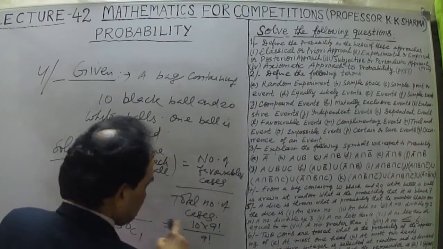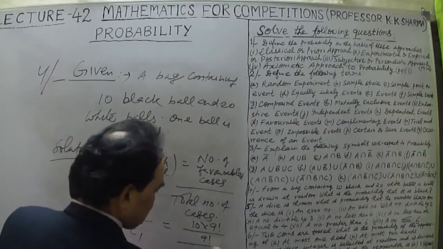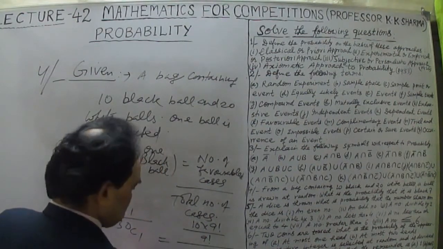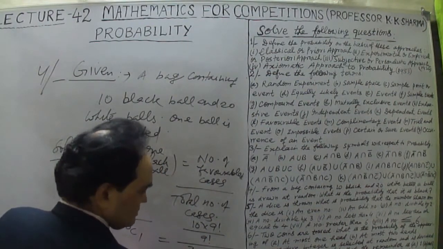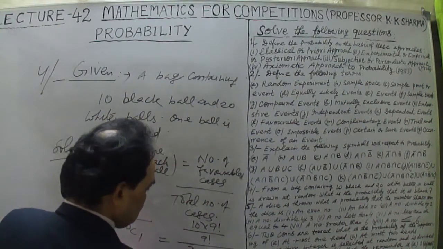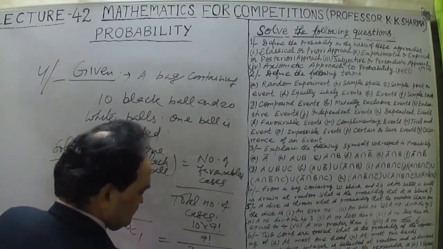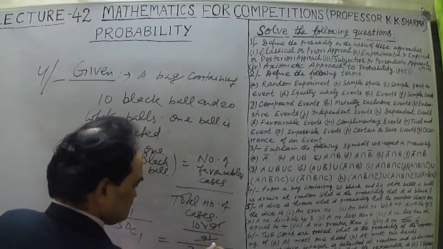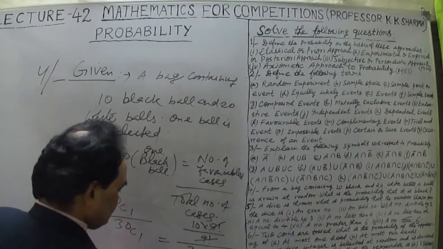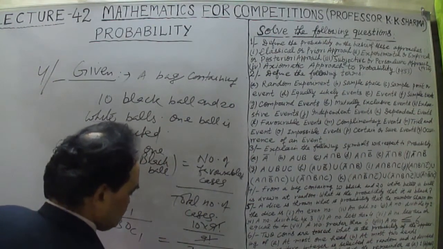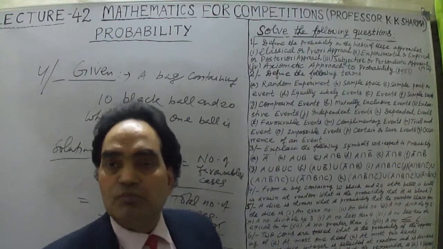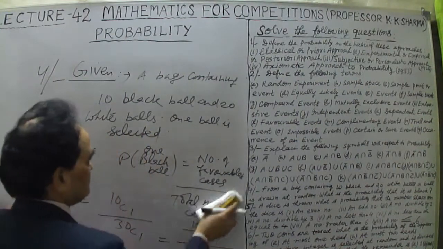Difference of 10 and 9, divided by 30 factorial, which means 30 into 29 factorial, divided by 1 factorial into the difference, which is 29 factorial. In the fraction, 29 factorial cancels out, 9 factorial cancels out. It will be 10 upon 30. The answer is 1 upon 3. Okay, question number 3 is complete.